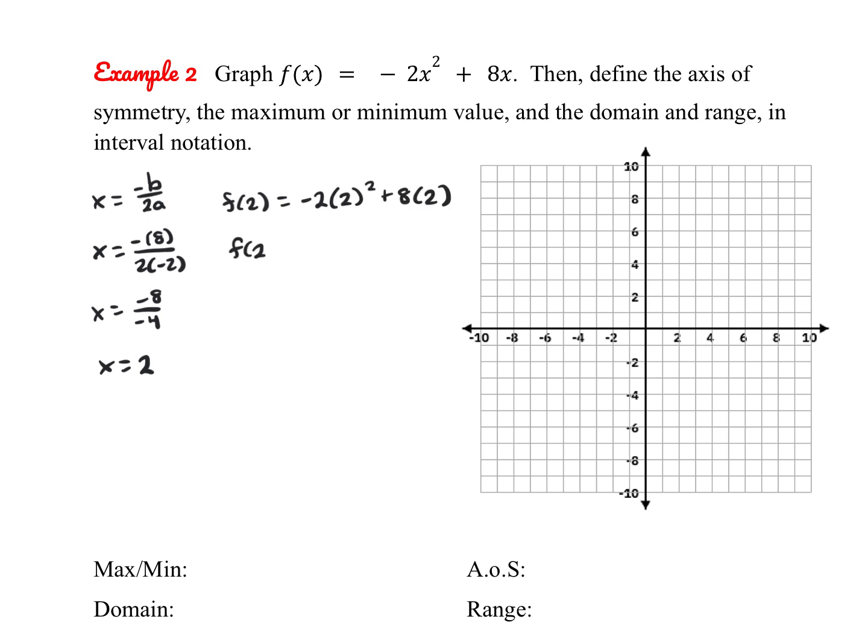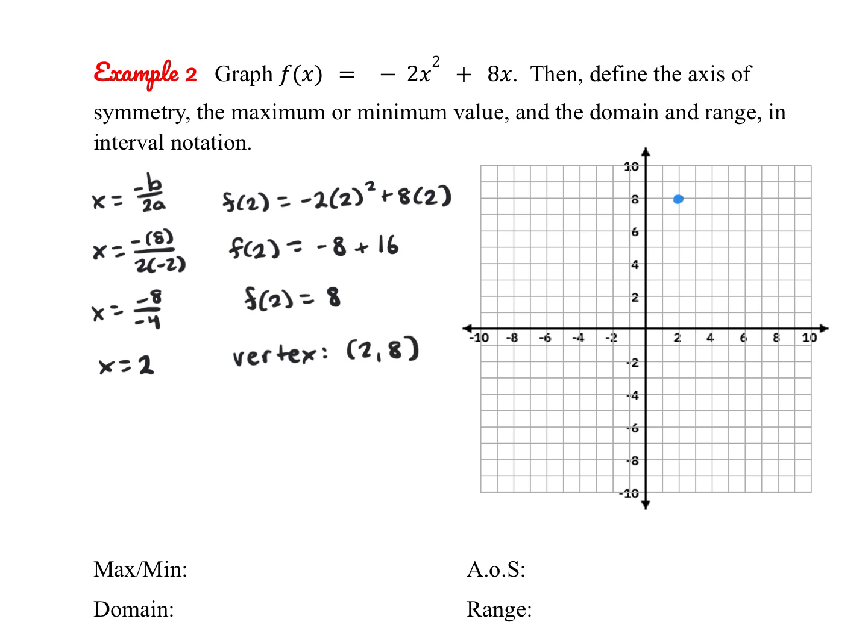Again, be careful that you're following the order of operations here. 2 squared is 4. 4 times negative 2 is negative 8. And then here plus 16, so f of 2 is 8. So that means our vertex is 2, 8.